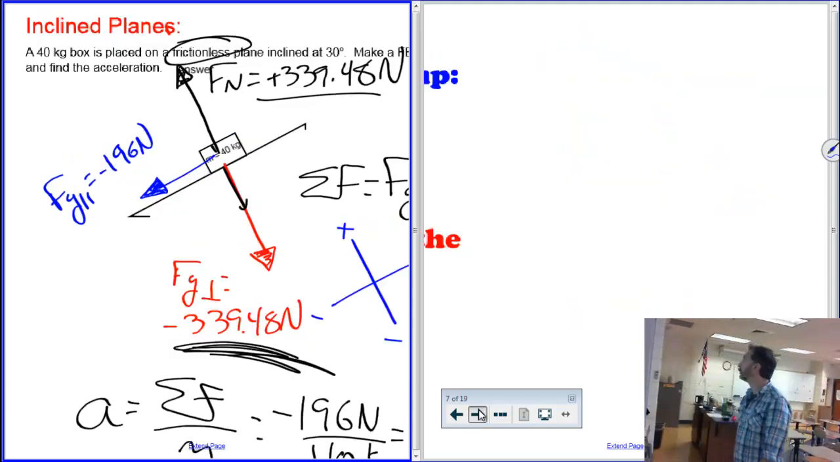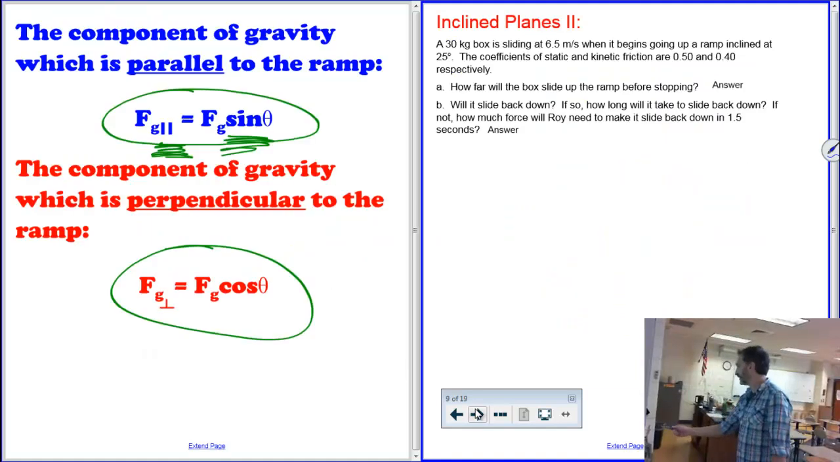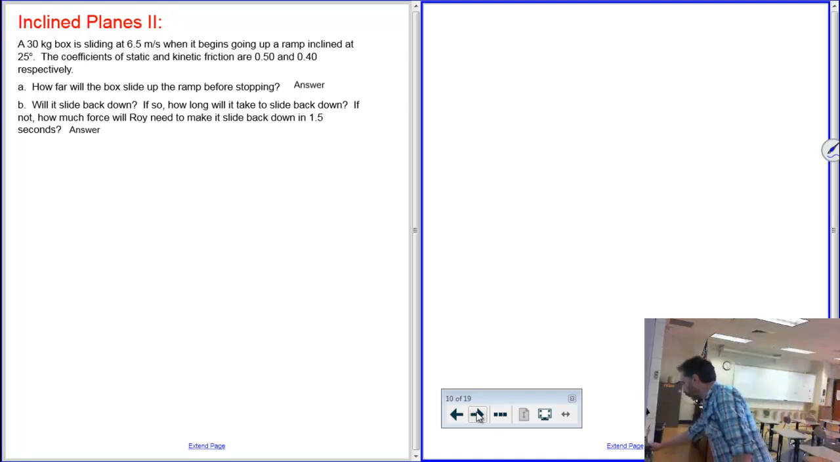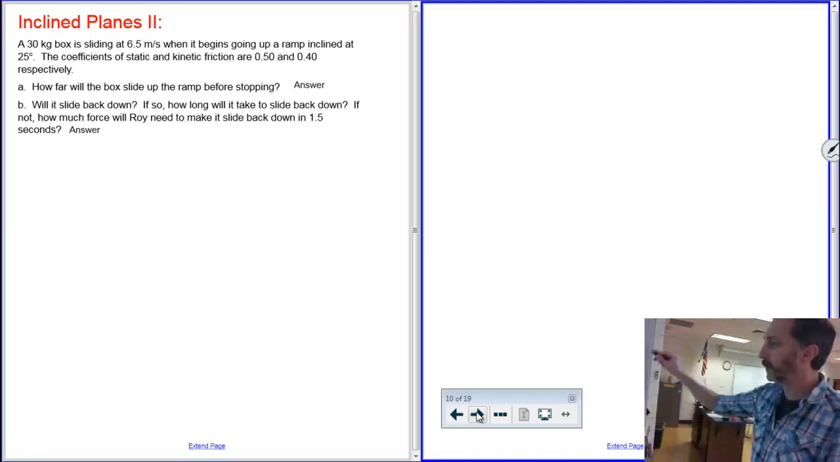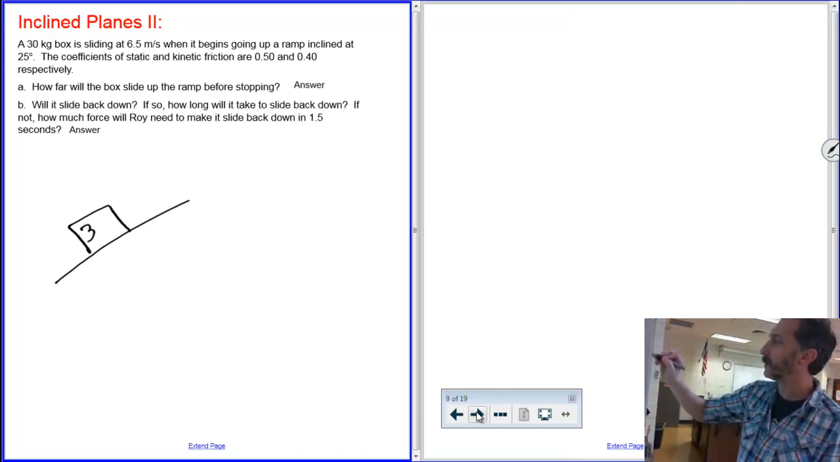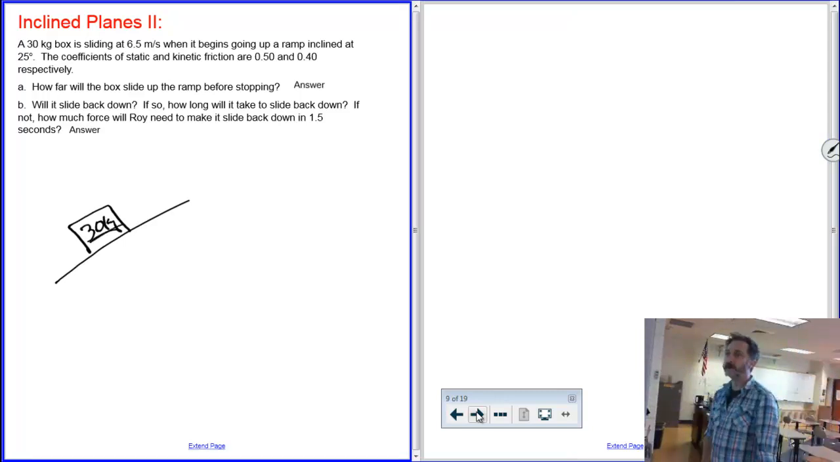All right, so let's try another problem here with some numbers. Here we've got a 30 kilogram box sliding at 6.5 meters a second when it begins going up a ramp inclined at 25 degrees. Coefficients of static friction are given. So let's draw this. We've got an inclined plane with a box on it. The problem tells us that it's a 30 kilogram box.